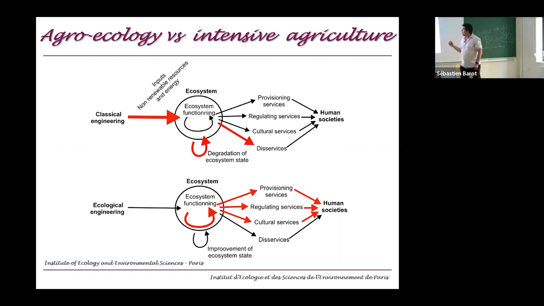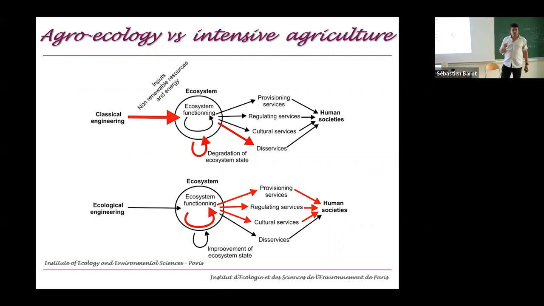That would be, for example, aesthetic aspects of the landscapes, of the agricultural landscapes. And of course, we have also these services that would be the negative effects of the ecosystems on human societies. So basically, the idea of farming or the idea of agriculture is to manage these ecosystems to provide different services. And what is happening in intensive agriculture, what I call classical engineering, is that we are managing the ecosystems using a lot of non-renewable resources, such as phosphorus, or we're emitting a lot of greenhouse gases.